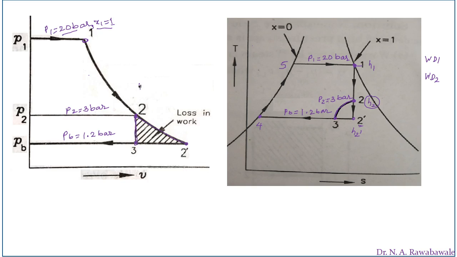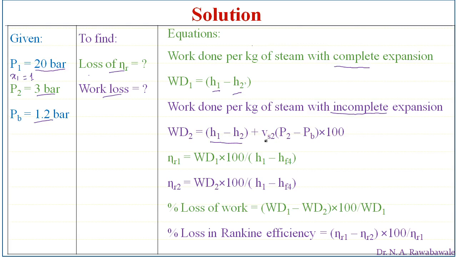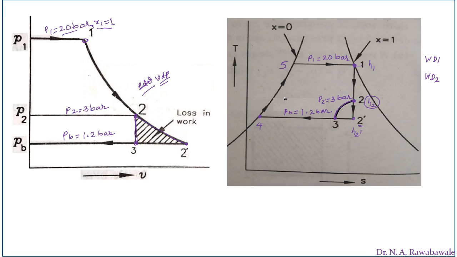During the constant volume process, we have to find the VdP work. Sorry, not PdV, since volume is the same, VdP work has to be obtained. That VdP work is given by V, the specific volume of steam, and the change in pressure dP. The change in pressure is P2 minus PB. P2 is the pressure at point 2, which is 3, and PB is the back pressure, 1.2. The difference is taken, specific volume into change in pressure, V into P2 minus PB. So this gives us the VdP work.